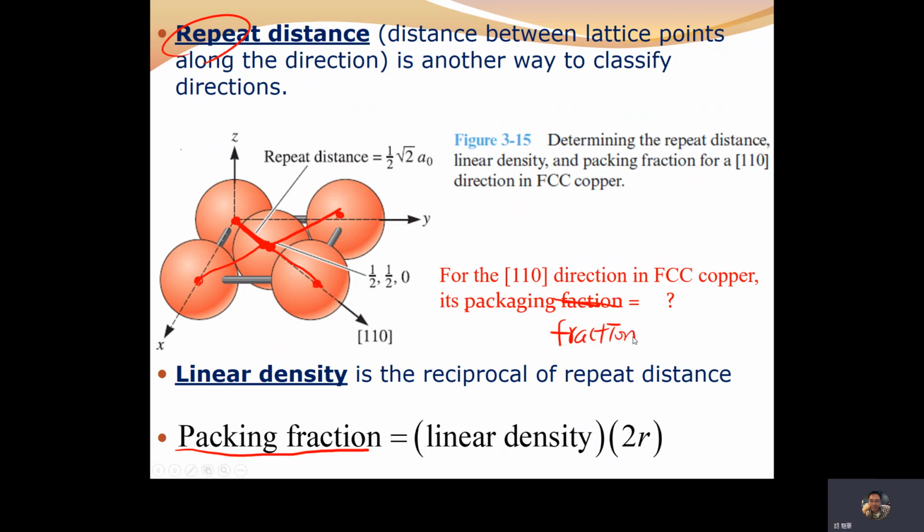We already know the repeat distance of the 110 direction in the FCC structure, FCC copper. Therefore we can figure out its linear density. And we just look up the periodic table. We can find copper's atomic radius. Therefore we can figure out the packing factor of FCC copper.